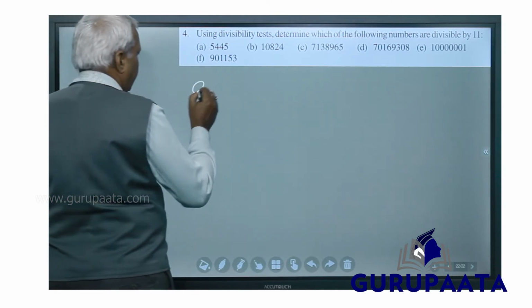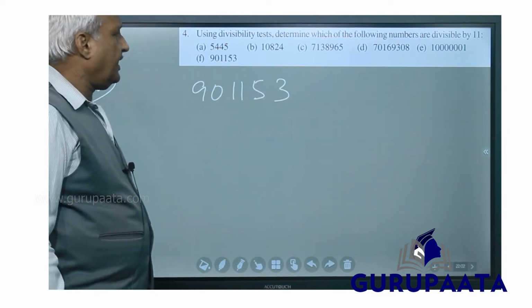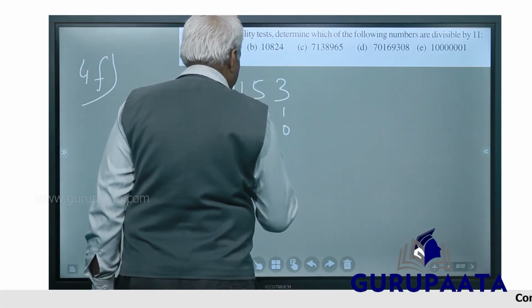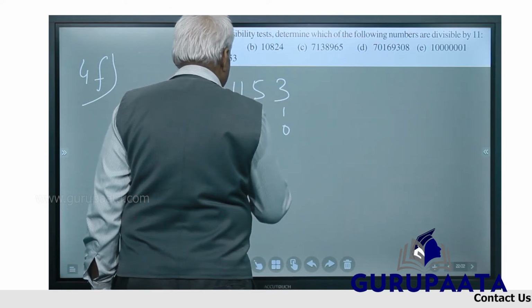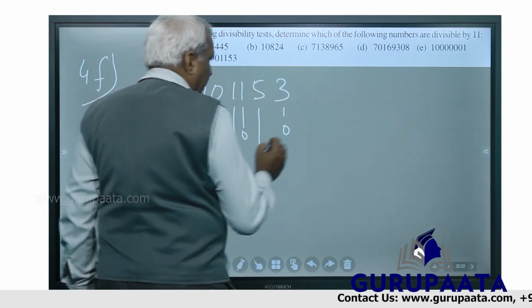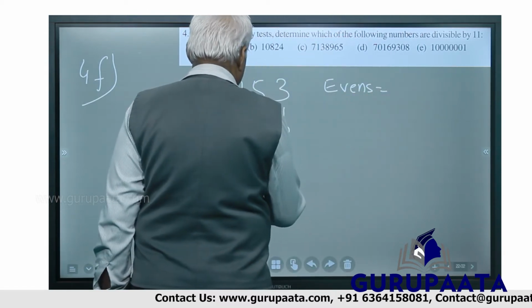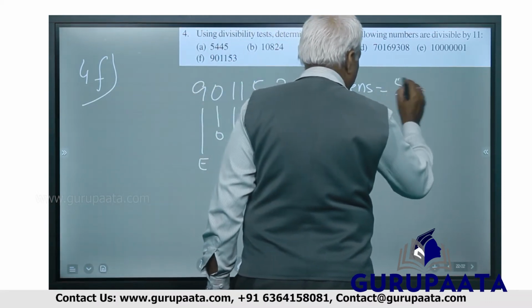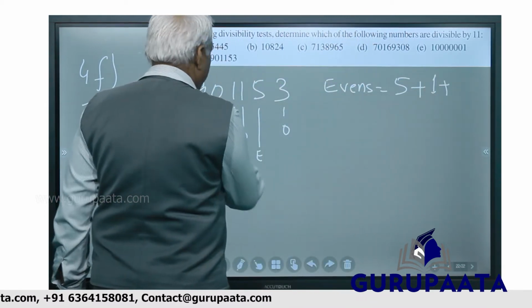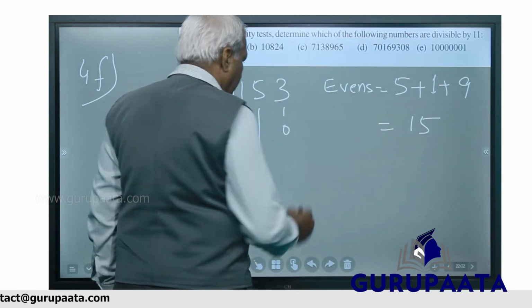Okay, the number is 901153. Determine which of the following numbers are divisible by 11. So this is odd, this is even, this is odd, this is even, this is odd, and this is even. All evens: 5 plus 1 plus 9 equal to 15.